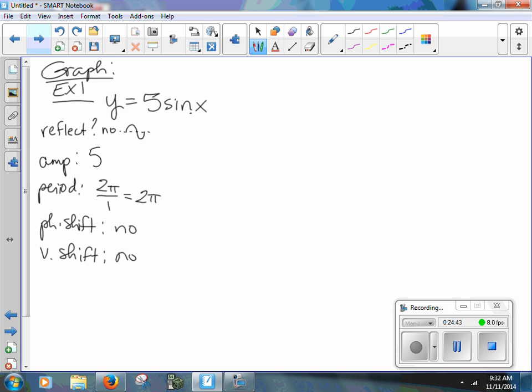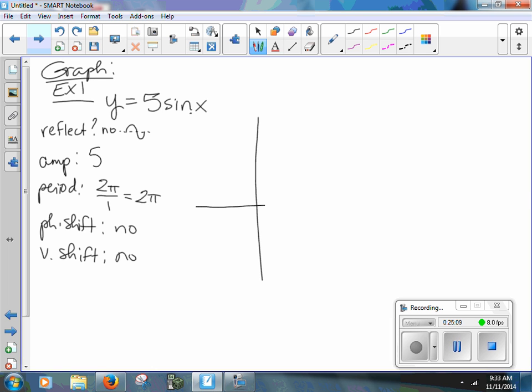That's the pre-work I'm talking about. Every single time. Does it reflect? What's the amplitude? What's the period? Phase shift, vertical shift. You'll have to fill this in every time. For your homework, if you don't, it's not going to be complete. I'm telling you now. If you just graph it and you're done with it, that's fine, but you'll get half credit for that problem. So this is half of the work.